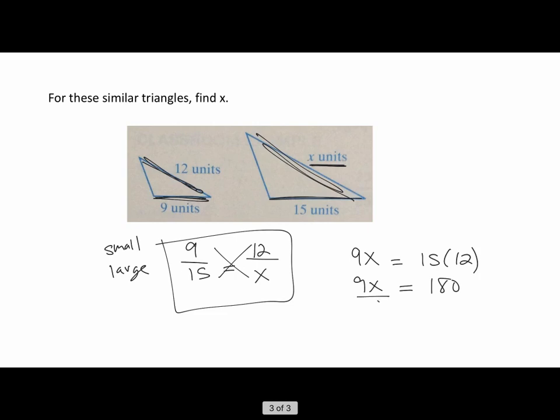And I just need to divide by 9 to get x by itself here on the left side, and that will be 20. So that tells me that this side of this similar triangle should be 20 units. Does that make sense? I mean, this side is longer than this side, so that would definitely make sense here.